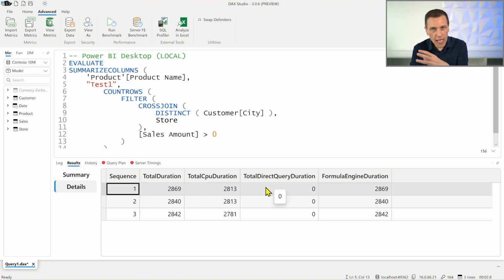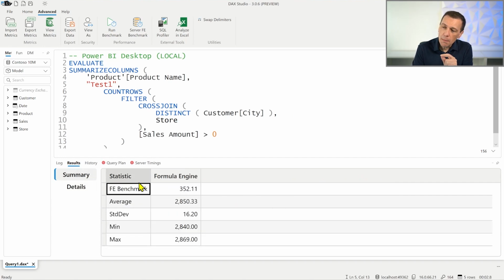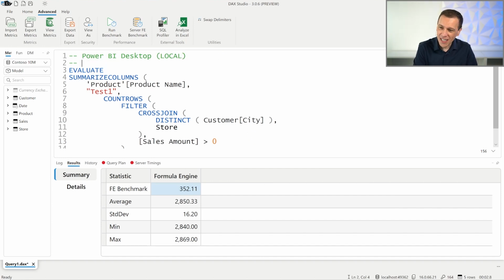We see the duration of all the queries that have been sent to the engine. But the more important number is this one, the benchmark, 352. So we know that this is 352. Now, is this good or bad? I can tell you, this machine is relatively fast. So this is a good machine, fast, very modern CPU. I expect other machines to be usually slower, at least in 2023.